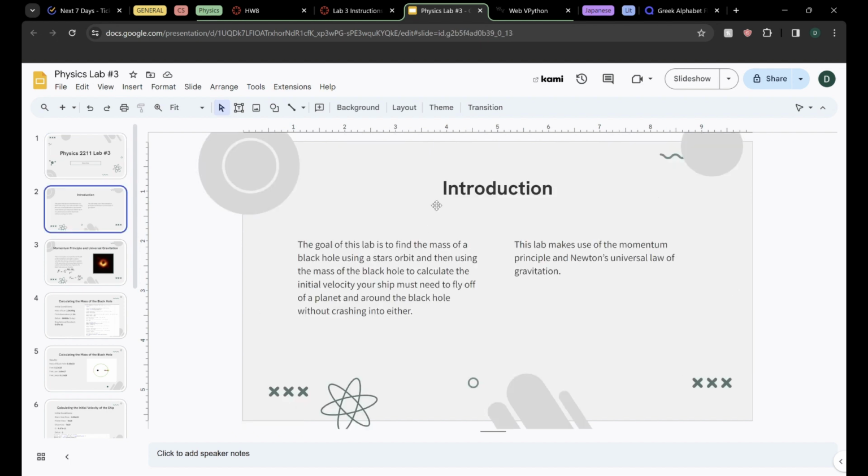Introduction. The goal of this lab is to find the mass of a black hole using a star's orbit, and then using the mass of the black hole to calculate the initial velocity your ship must need to fly off of a planet and around a black hole without crashing into either. This lab makes use of the momentum principle and Newton's universal law of gravitation.